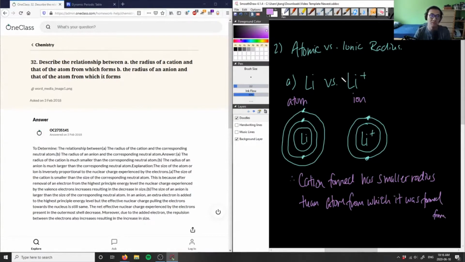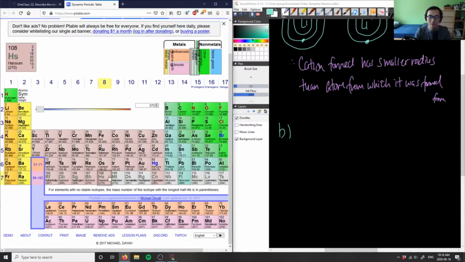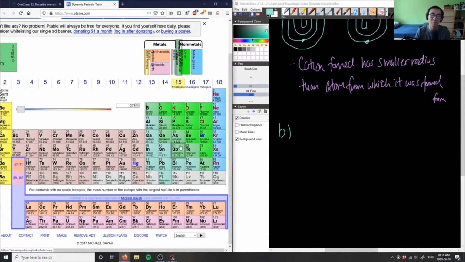So I'm taking lithium, for example, and then for case B here, we have the anion. So let's take a look at case B. In case B, we'd have to actually look at a halogen or some type of non-metal here, because those are typically anions. So let's look at fluorine, for example. Fluorine here is F versus this would be F minus for the anion here.